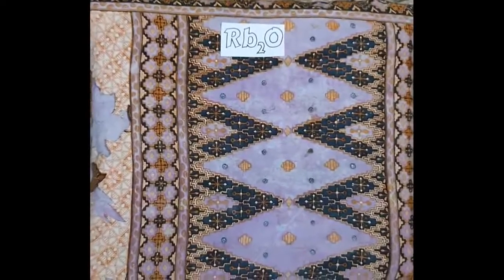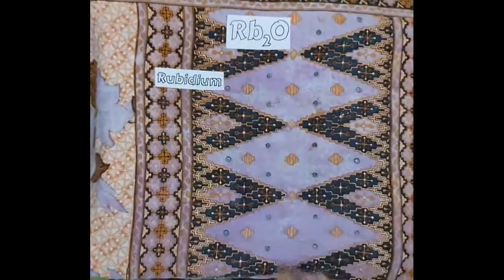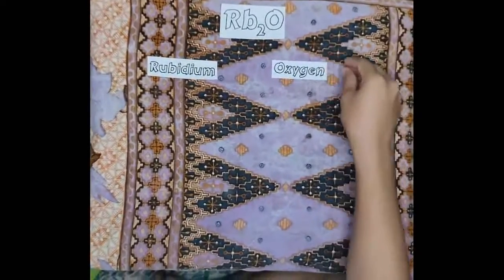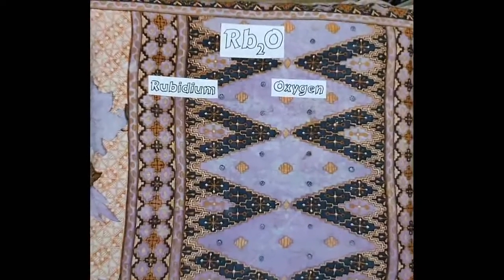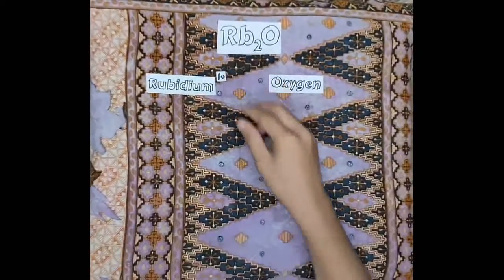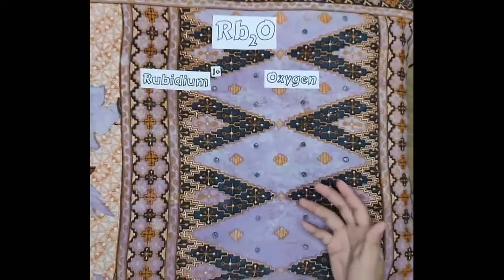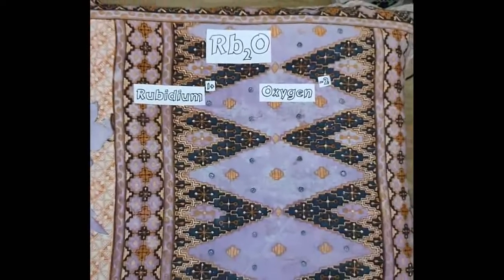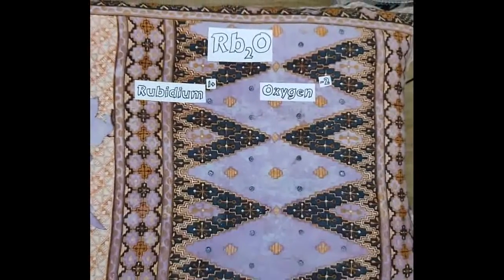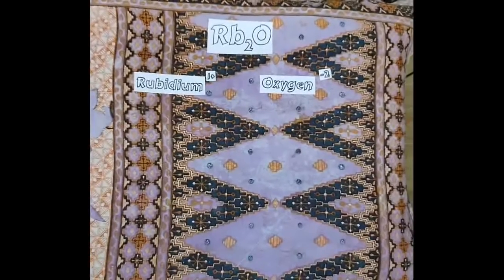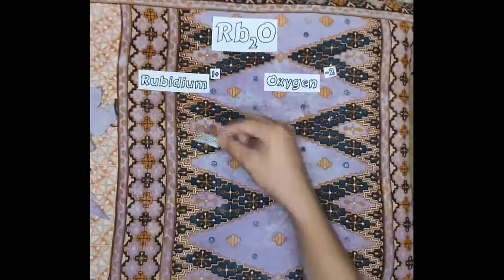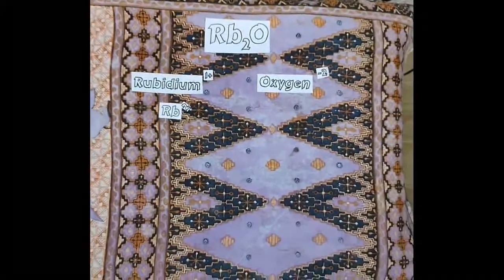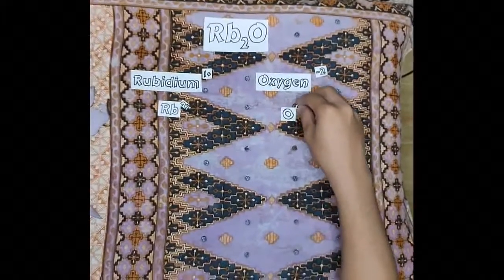Rb in the table of elements is called rubidium, and O is for oxygen. Rubidium has the charge of +1, while oxygen has the charge of -2. We do the criss-cross method in type 1 binary compounds, so Rb has the charge of 2, and oxygen has the charge of 1.